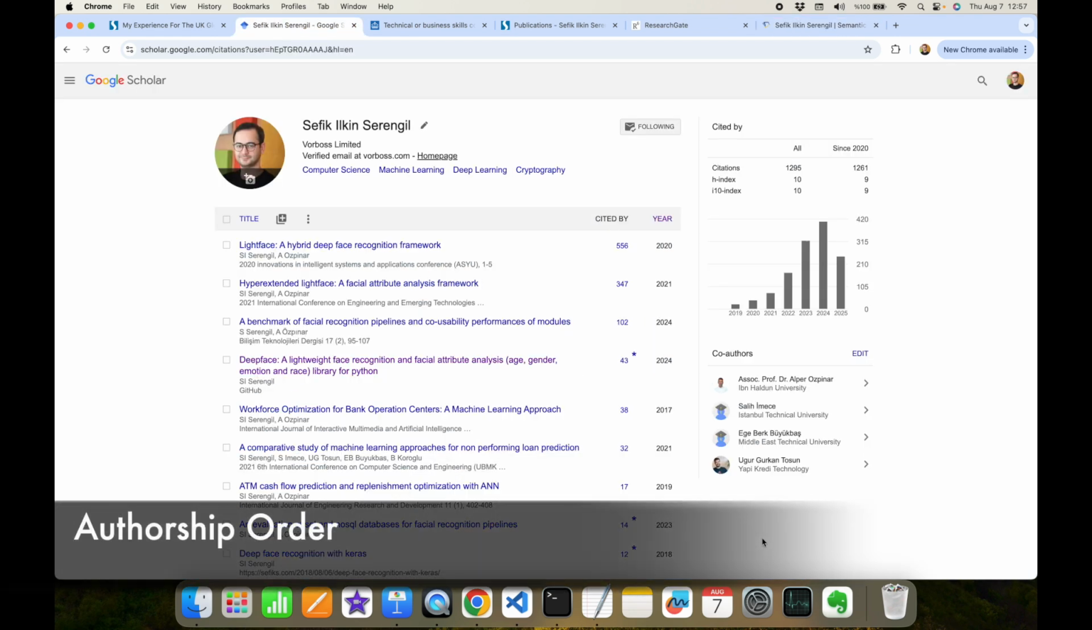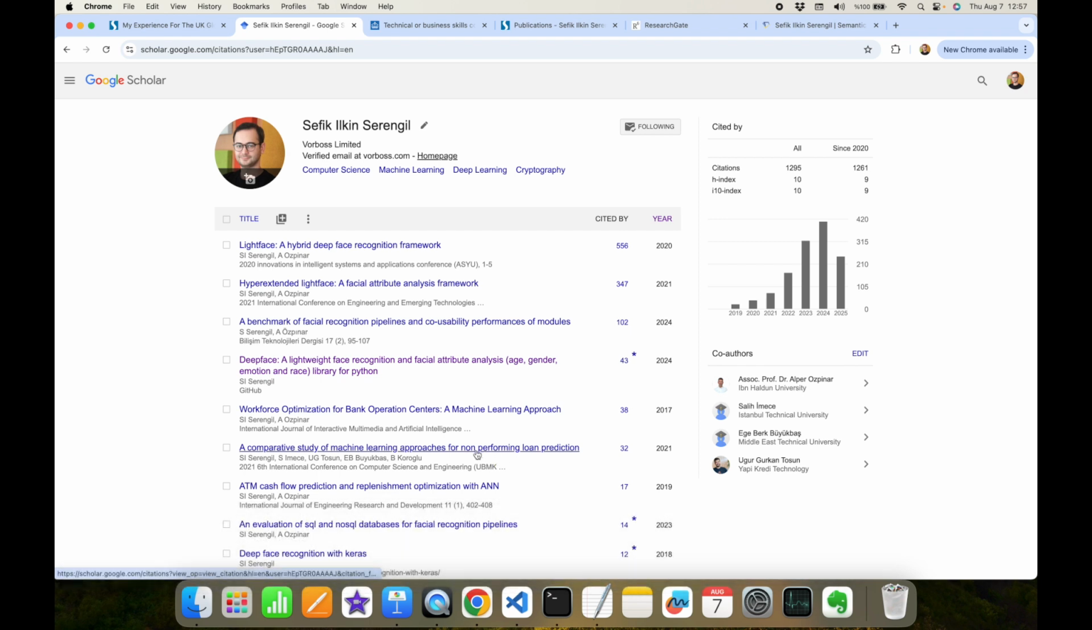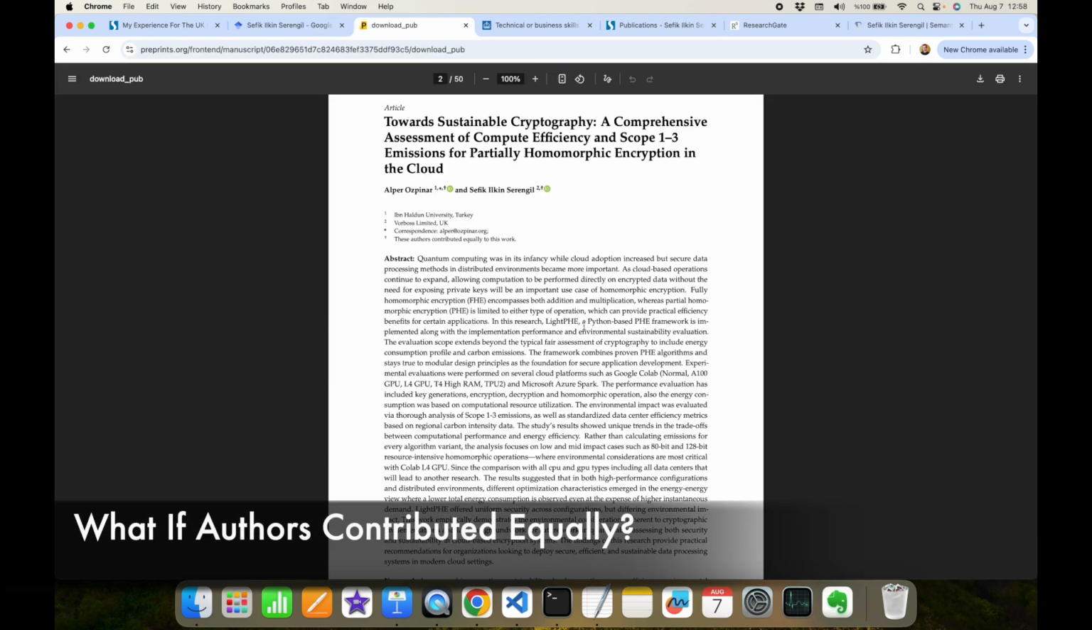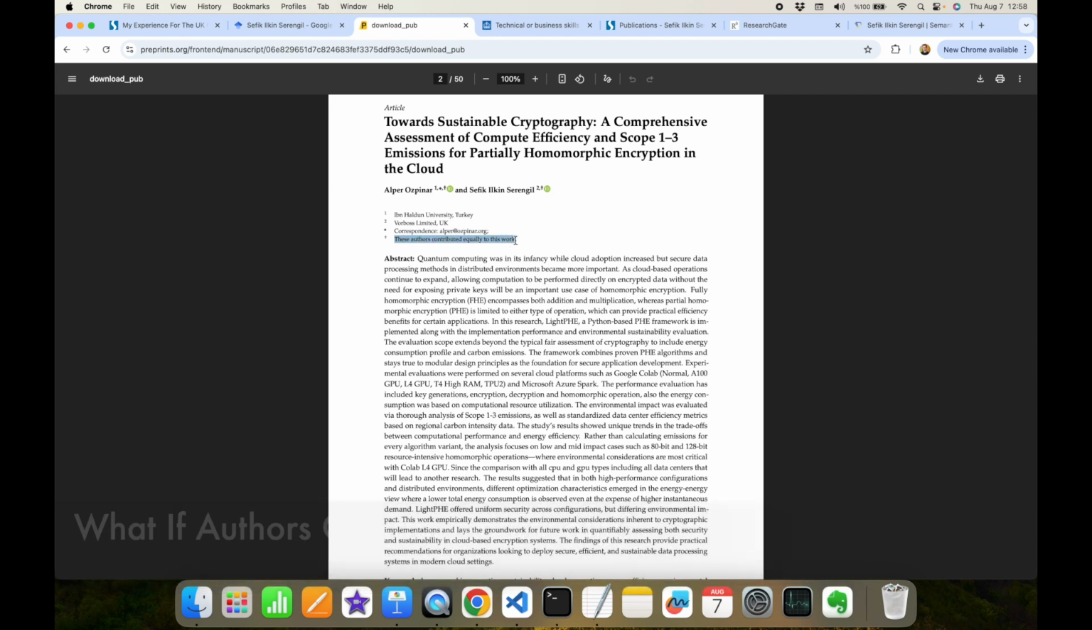Next, authorship order matters. Another thing you should mention is your position in the author list. If you are the first one, that usually means you led the work. If you are the last author, then that often indicates a mentorship or supervisory role, especially in scientific fields. If the paper says authors contributed equally and you are one of them, please highlight this. Even if you are not listed first, equal contribution still shows your leadership. And always try to explain your role in multi-author papers.